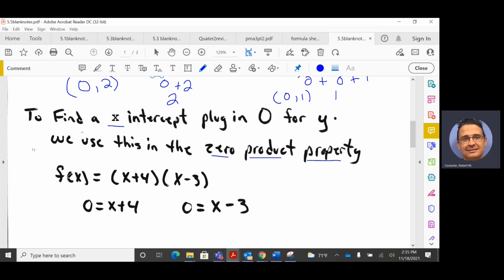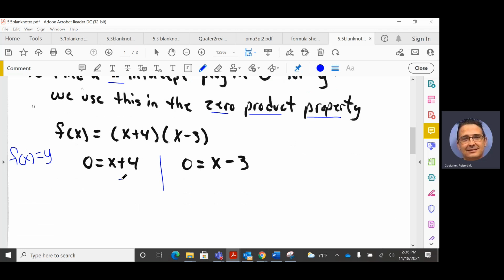Remember, f of x is a really fancy way of writing y. If we're looking for that, we're plugging in a 0 for y. So the f of x becomes 0. Oh, now we suddenly have the product of two things equals 0. We can set each piece equal to 0 and solve. I need to subtract 4. So x is going to be equal to -4. There's one intercept. That would be the coordinate of my x-intercept. And same thing here, add 3.